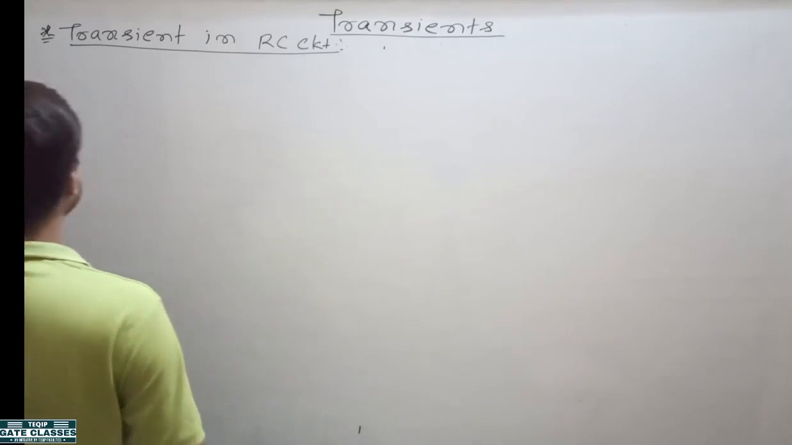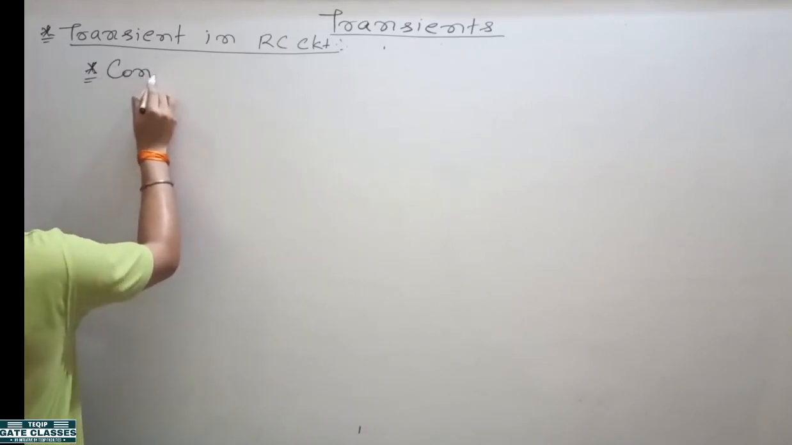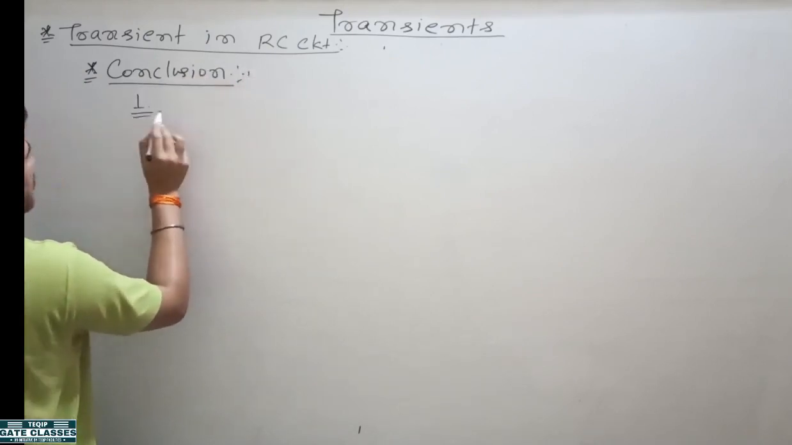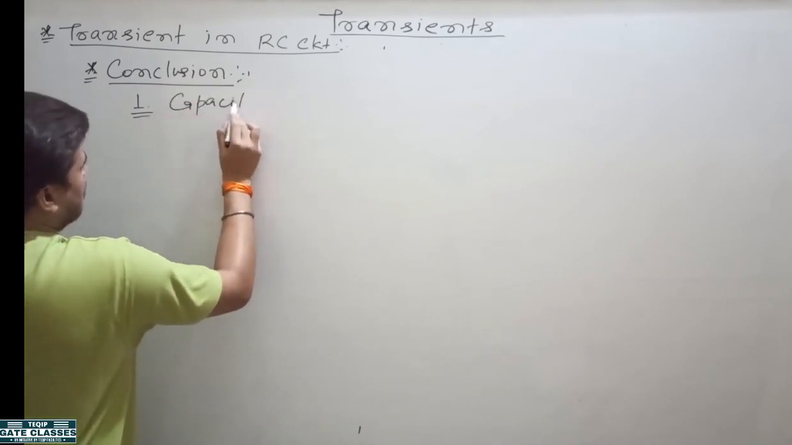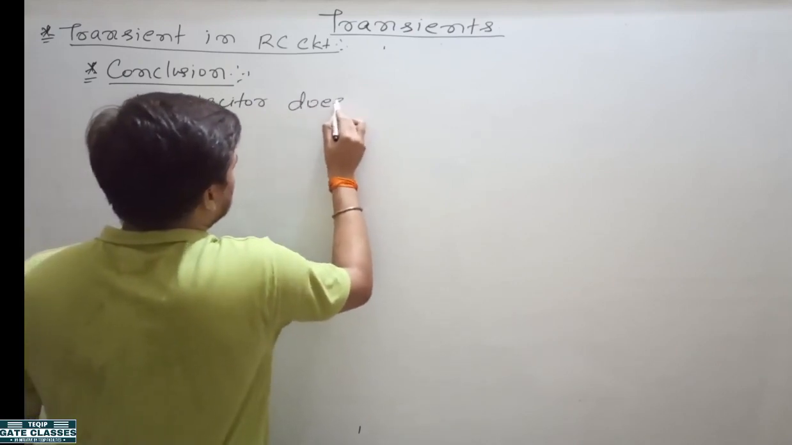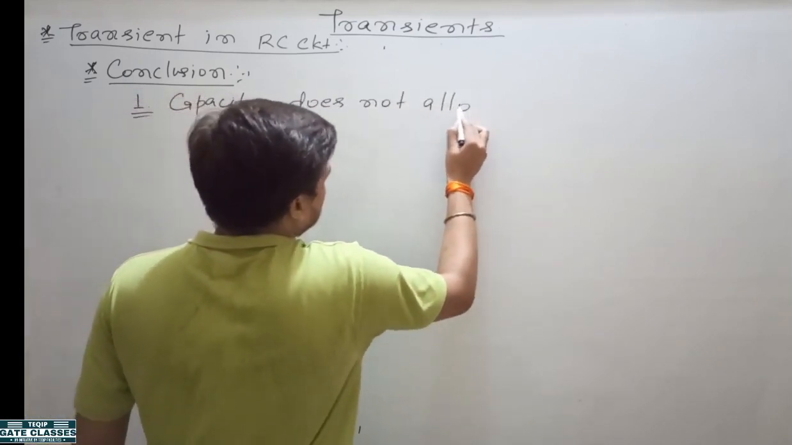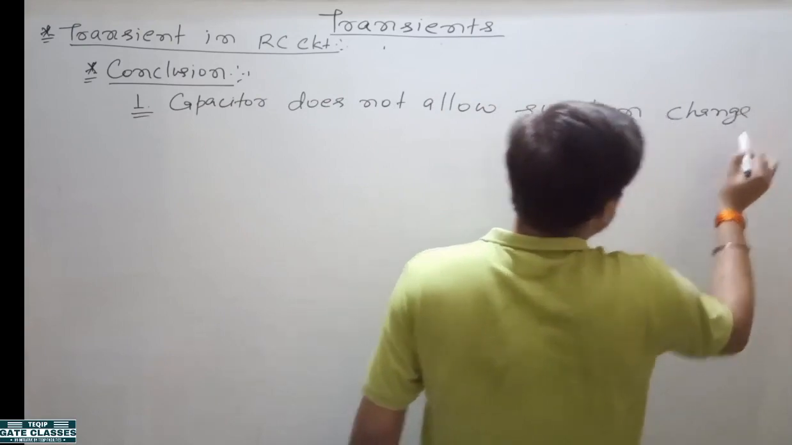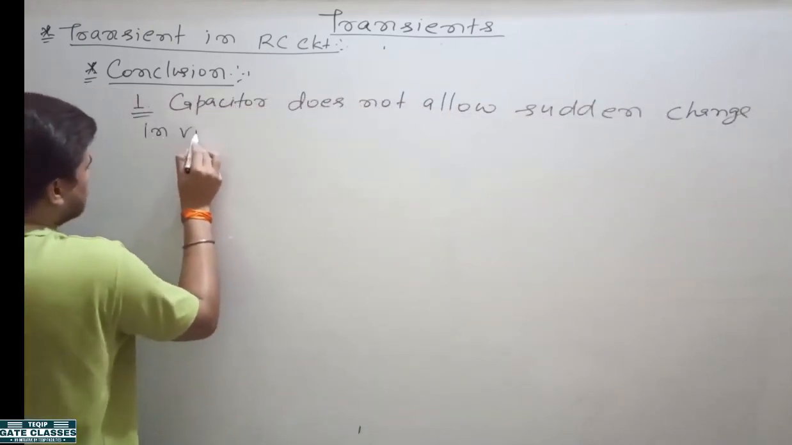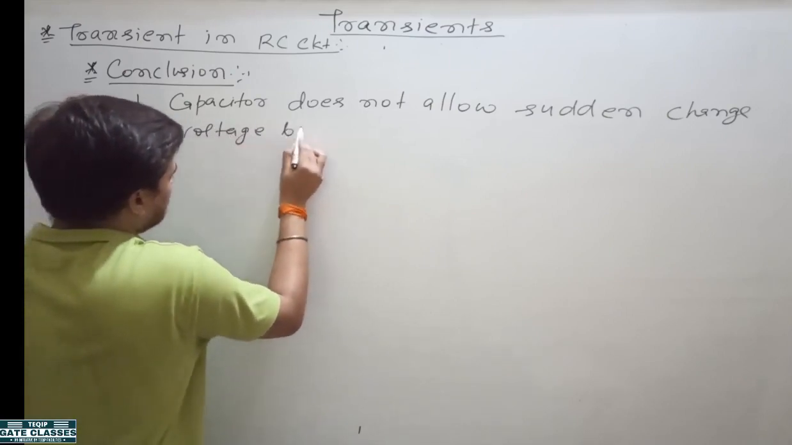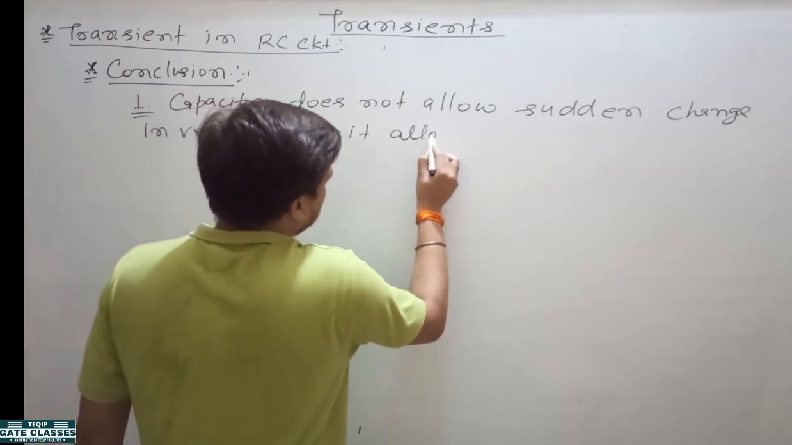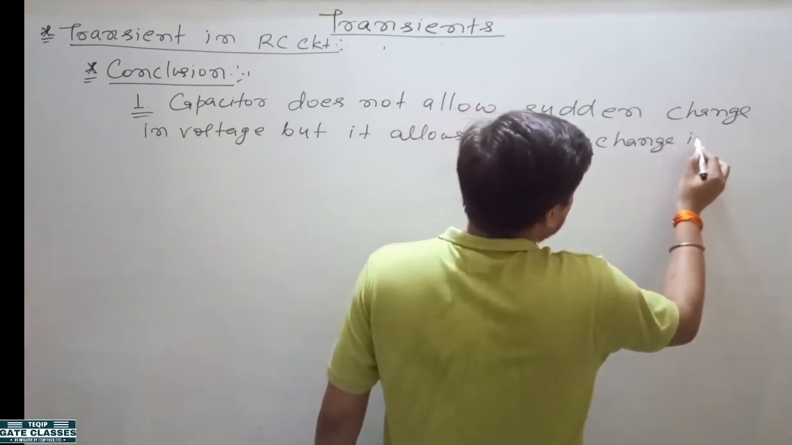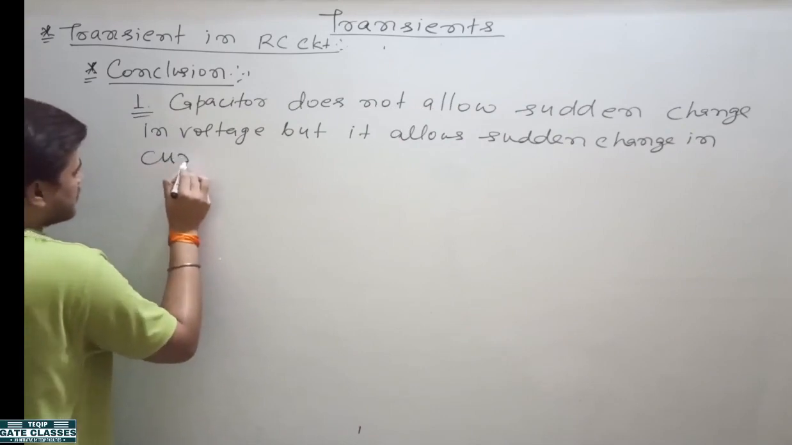Let's write the conclusion. Conclusion, first point: a capacitor does not allow sudden change in voltage, but it allows sudden change in current.